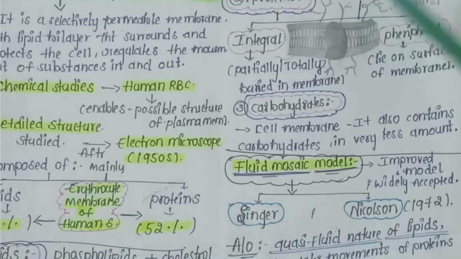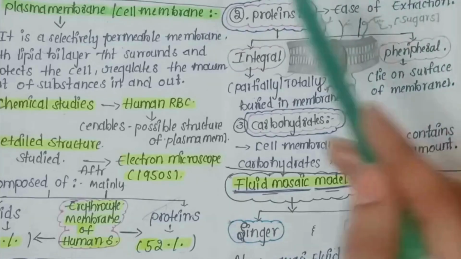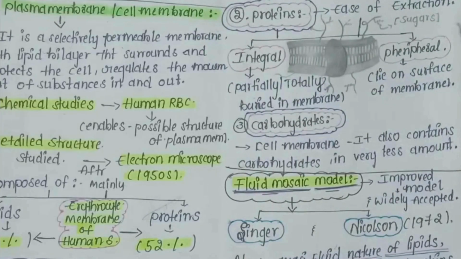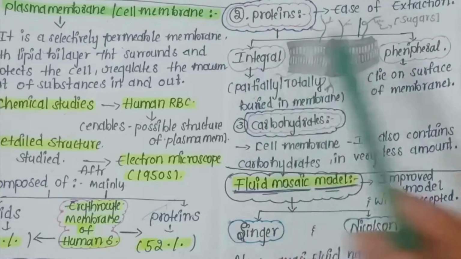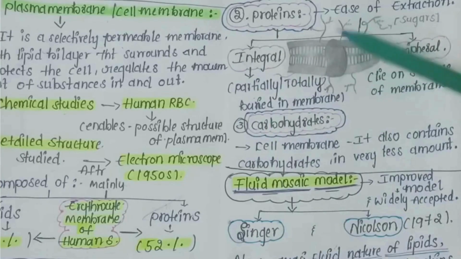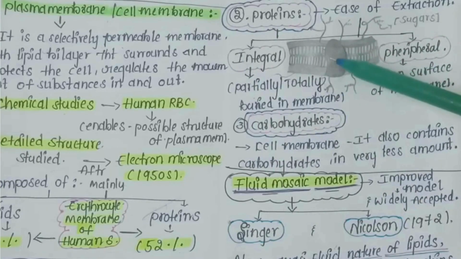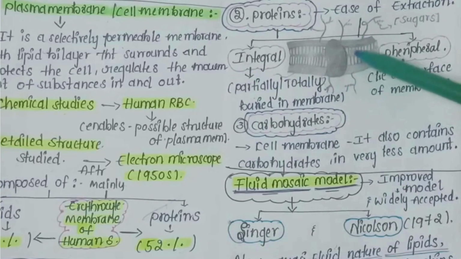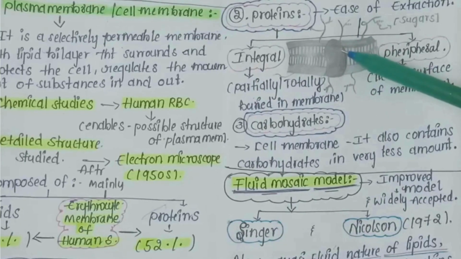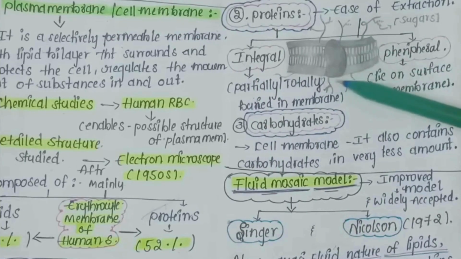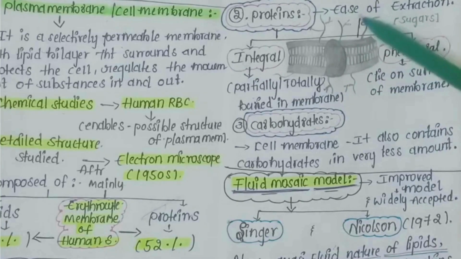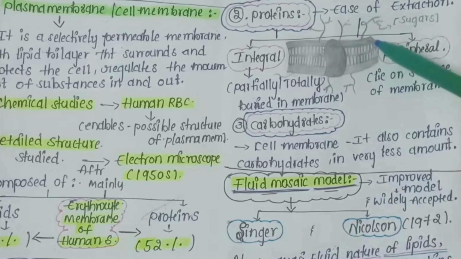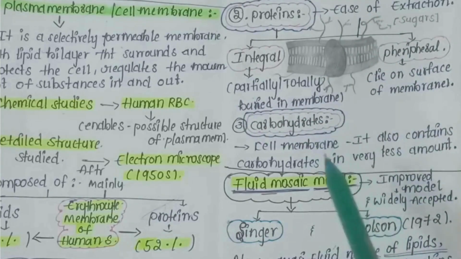Coming to the proteins, on the basis of ease of extraction, these are classified into two types: integral proteins and peripheral proteins. Integral proteins are partially or totally buried in the membrane. These are also known as transmembrane proteins because they are present throughout the lipid bilayer. Peripheral proteins lie on the surface of the plasma membrane. Carbohydrates, as we already discussed, are present in very small amounts.